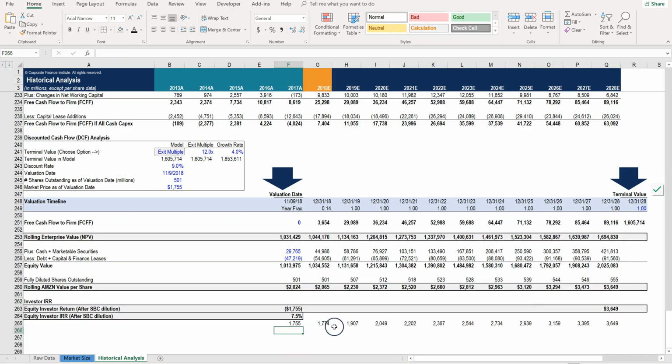But you can see here and have confidence that if you are to buy at $17.55, hold for 10 years, and sell at $3,649, you are going to have a 7.5% internal rate of return for your investment. We're going to do sensitivity analysis shortly so you can see the range of IRRs you might earn from buying at different prices and from changes in other assumptions.